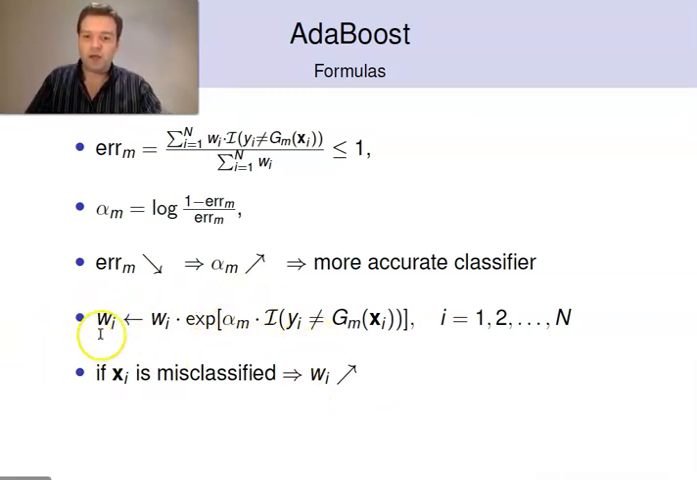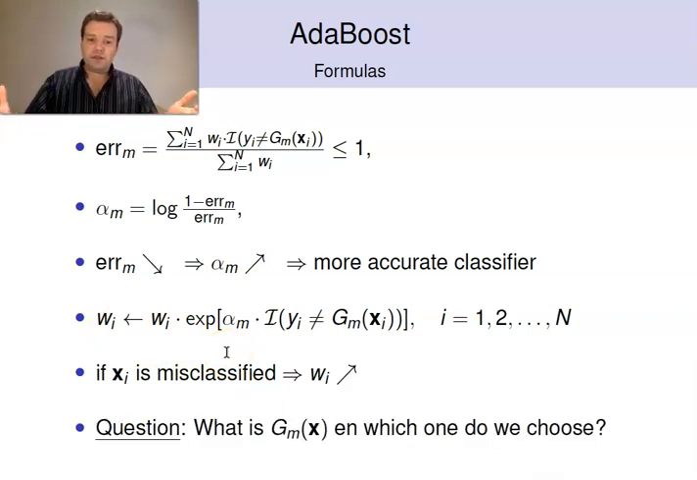And at the end, we will update the weights with this formula. It's not possible to fully understand how it's computed at this step, but what we can see is that for misclassified data, this weight will increase. If xi is misclassified, the weight Wi will increase. Finally, what is the most important thing to understand now? To insert inside this algorithm, this is the function Gm. What are we going to choose for the function Gm? This is the question for which we are going to bring solutions in the following videos.